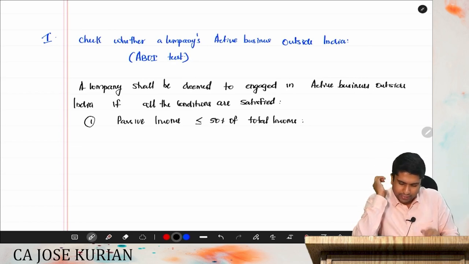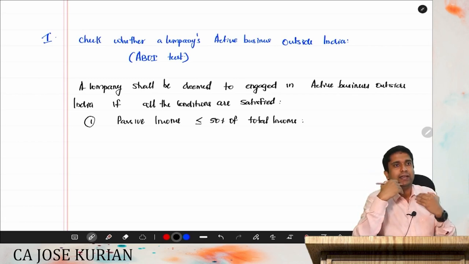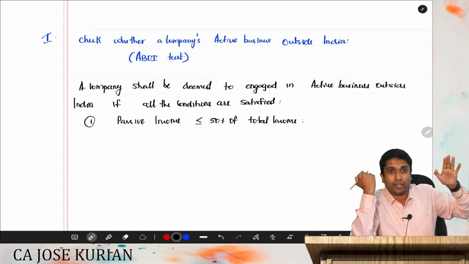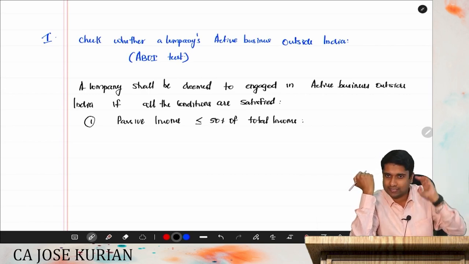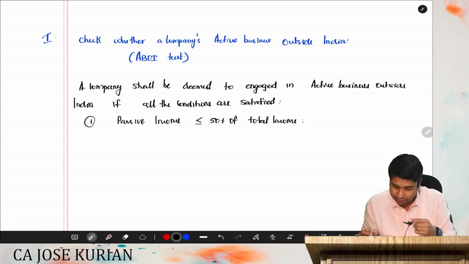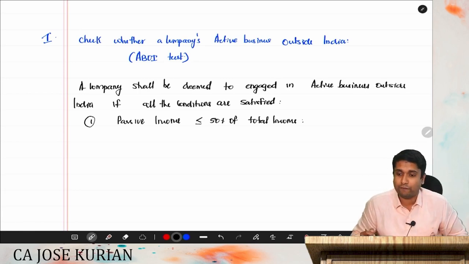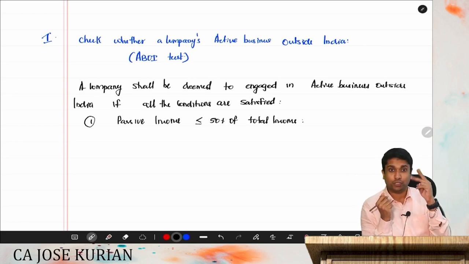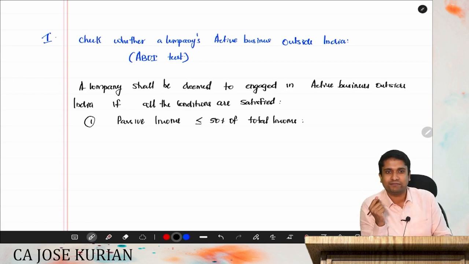So, active business outside India. For determining whether a company's active business is outside India, a company needs to satisfy all the conditions which we are about to discuss. Under that, condition number one says a company's passive income should be less than or equal to 50% of the total income. What do you mean by passive income? A company has two types of income, active income and passive income. Now you tell me, what will be passive income?